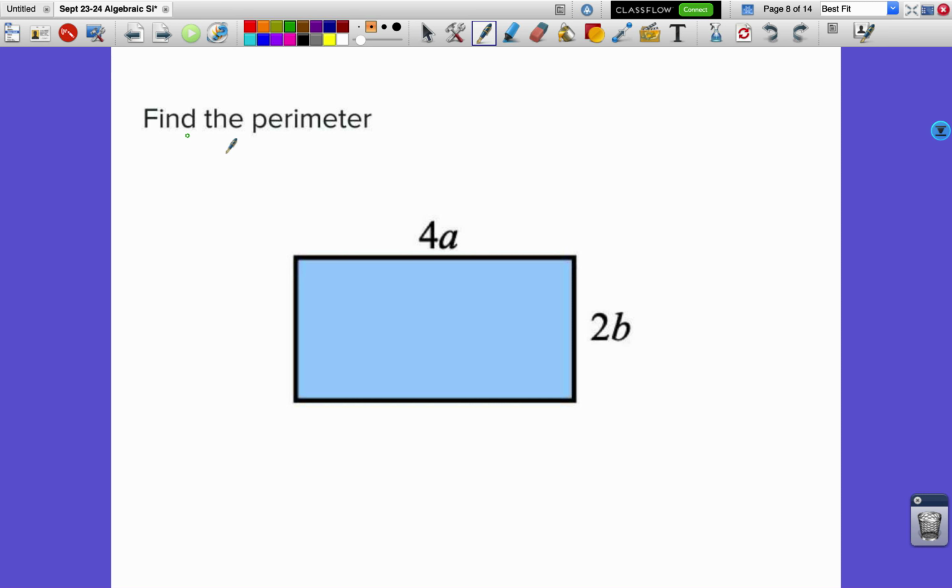Another perimeter. Now we've got a second variable. We have 4a and 2b. Let's use our rule about rectangles to bring the 2b over here, and the 4a comes down here. Now I add up the 4 side lengths. Let's make a point and go clockwise from there. 2b plus 4a plus 2b plus 4a.